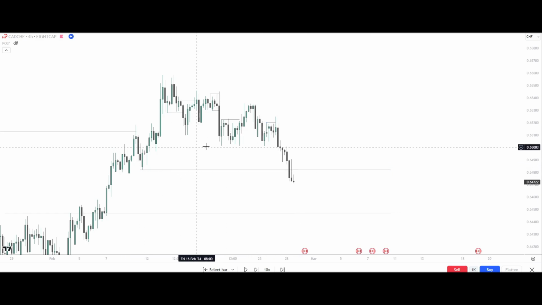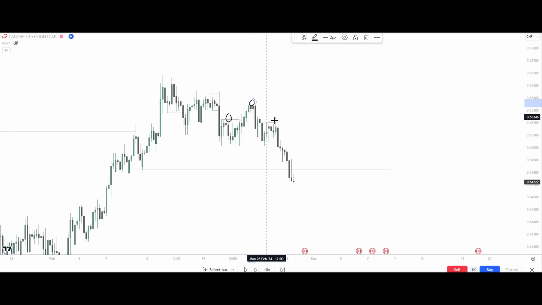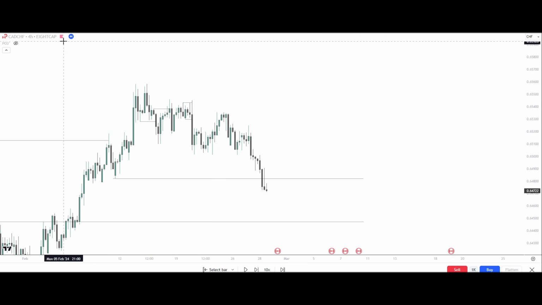Okay, and then finally it moves into the IRL. Also, if we look into this right here, this, and this, this is actually another intermediate term high, right? So you can see how clean the price action is.